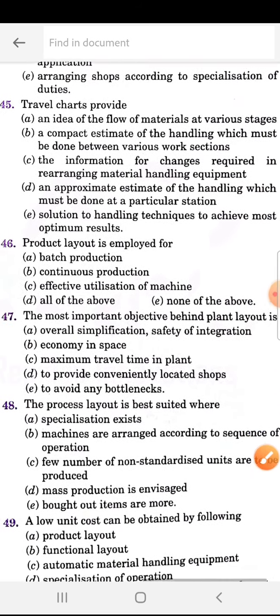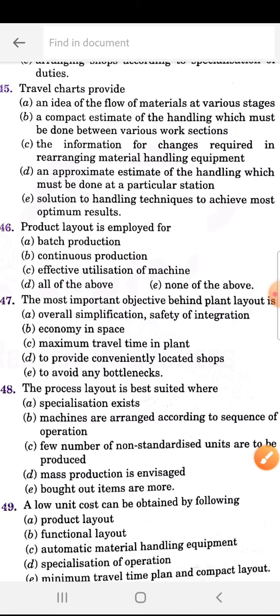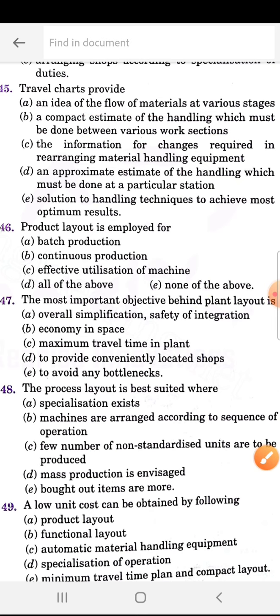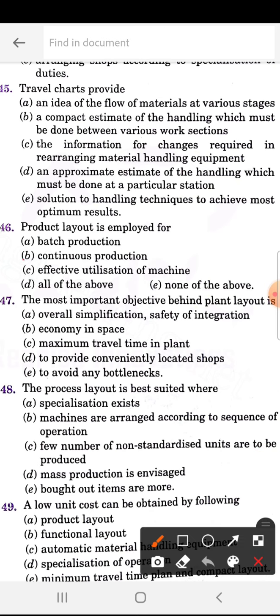Travel charts provide, that is B, a compact estimate of the handling which must be done between various work stations. Next, product layout is employed for, 46 B, continuous production. Product layout is employed for continuous production.